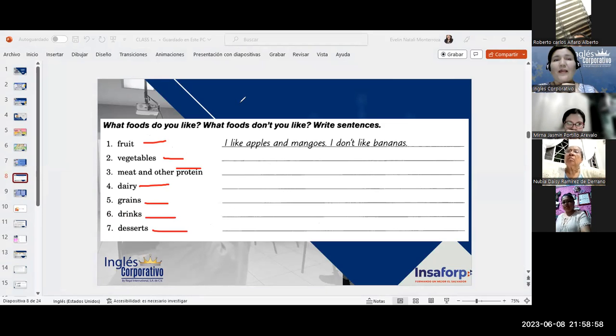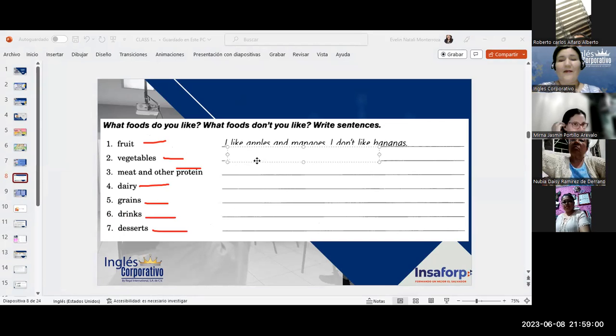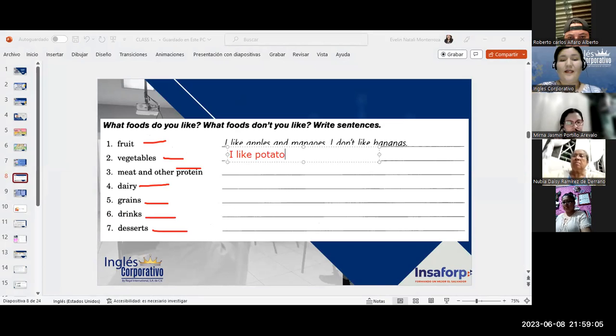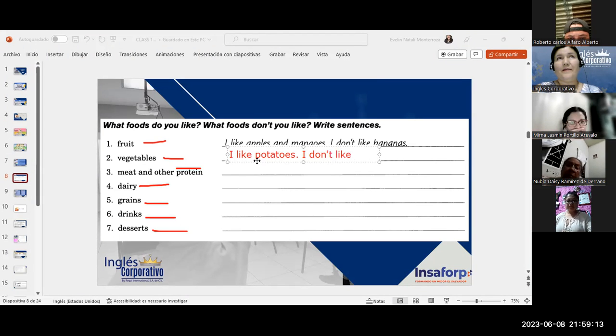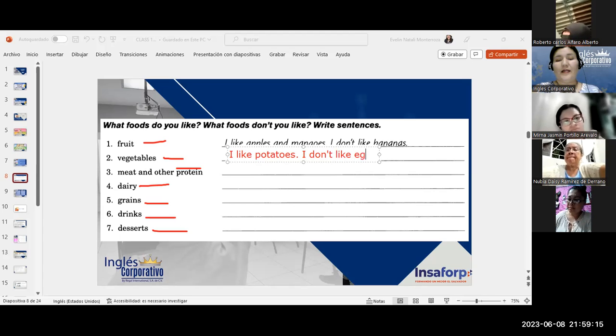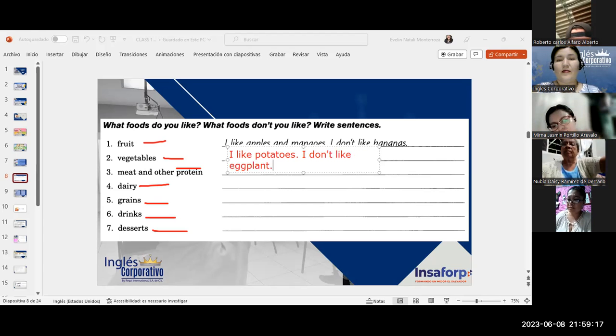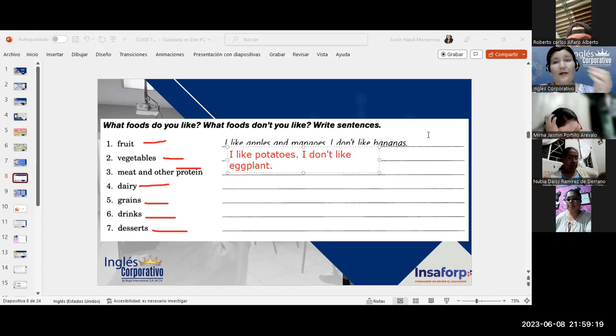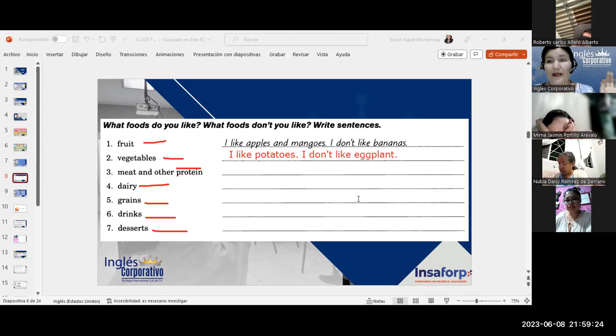Imagine if you talk about the vegetables. I can say, I like potatoes, period. I don't like eggplant. Okay, there you have the example here. I like potatoes. I don't like eggplant.